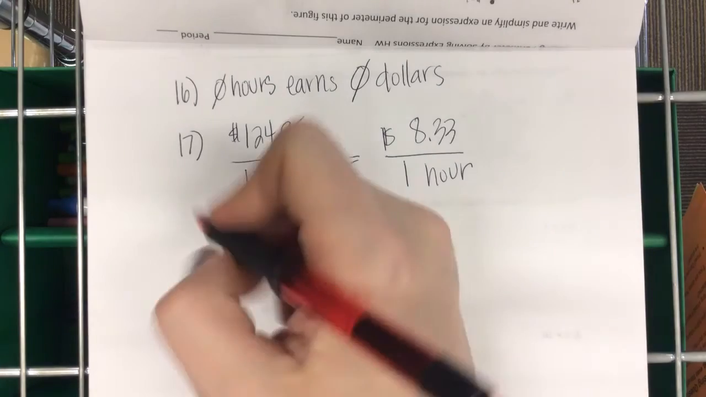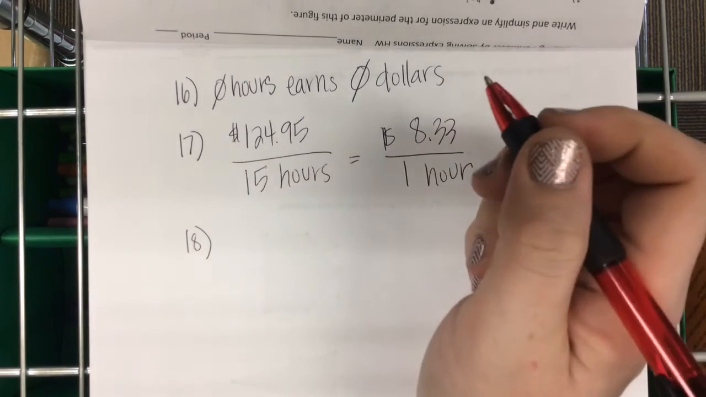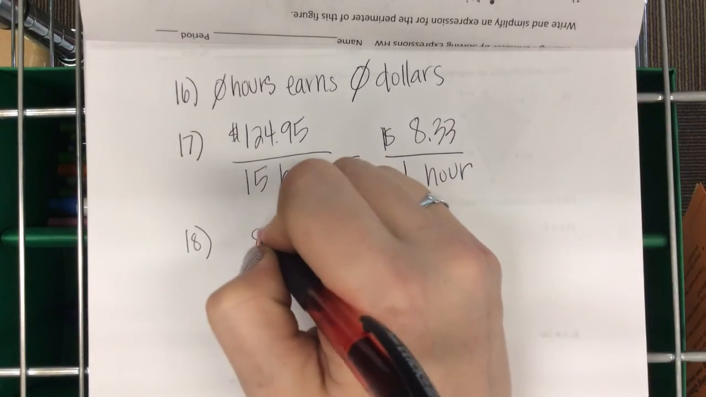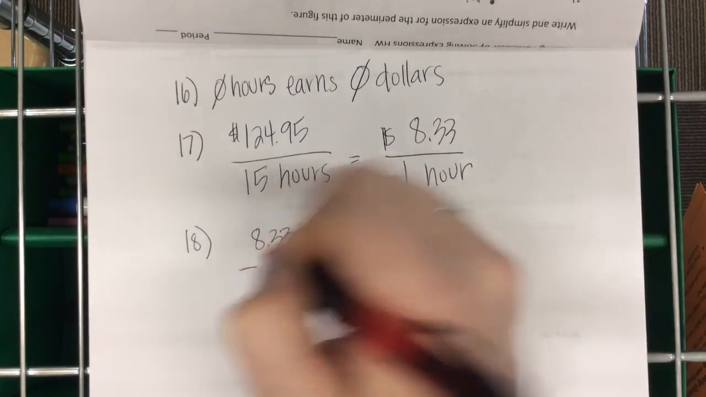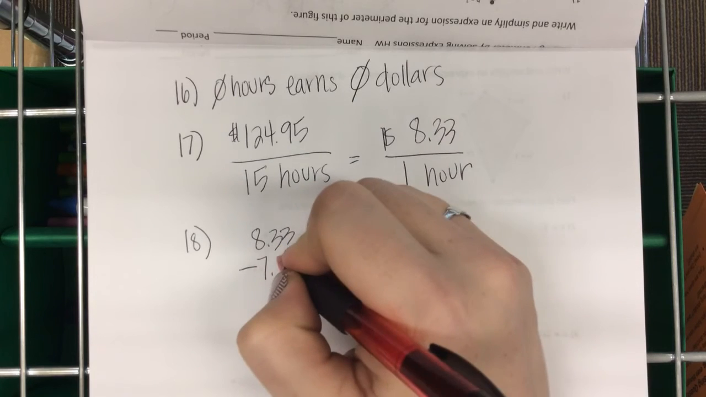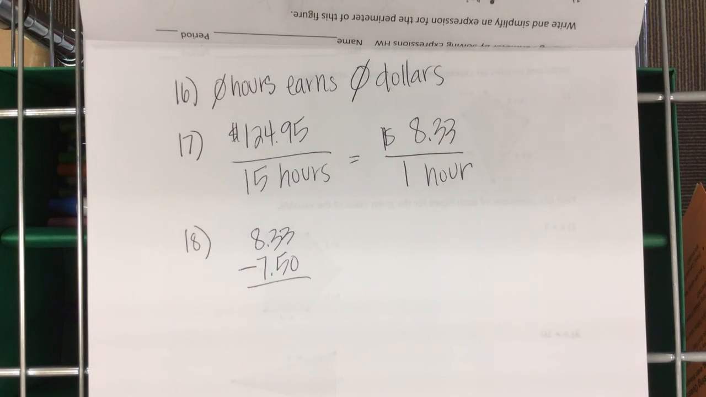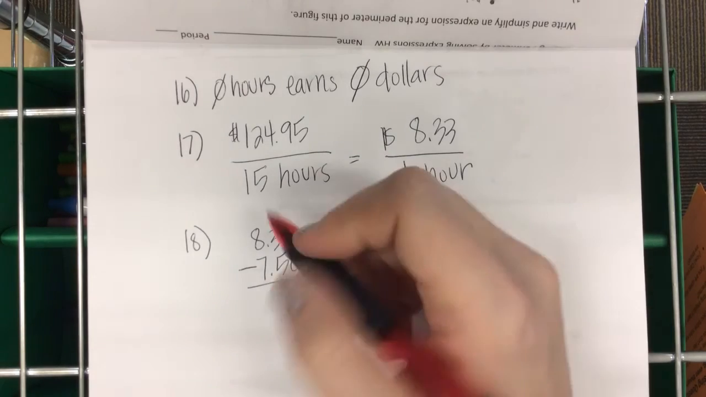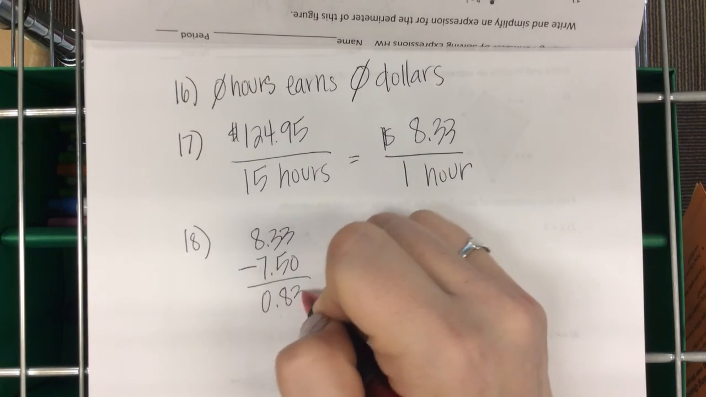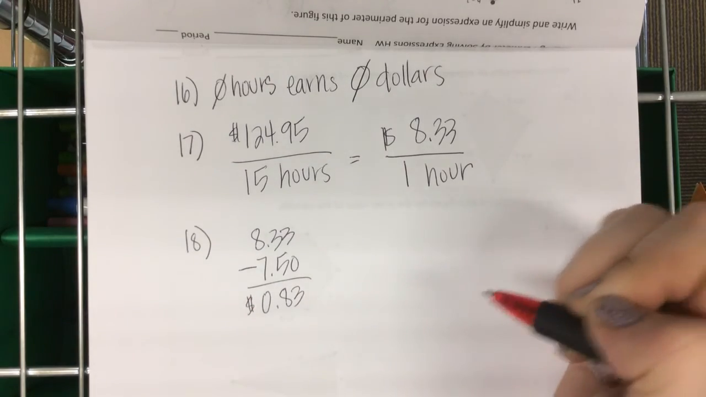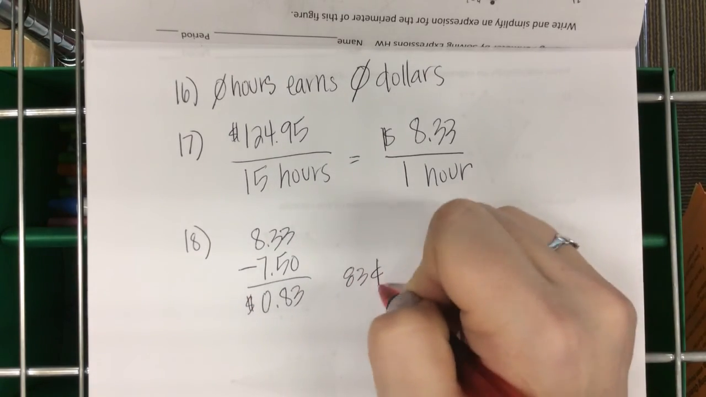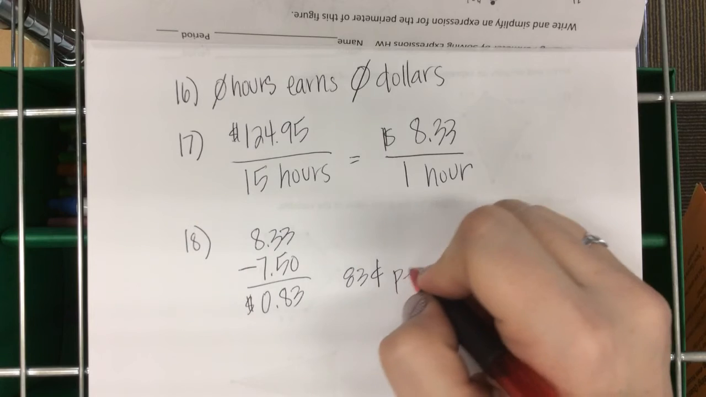Question number 18 said, what is the difference in the unit rate? So you're going to do $8.33 minus $7.50, right? That's $0.83. Good, Morgan.